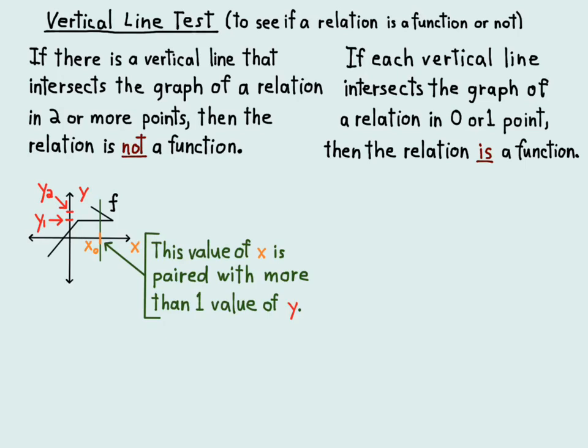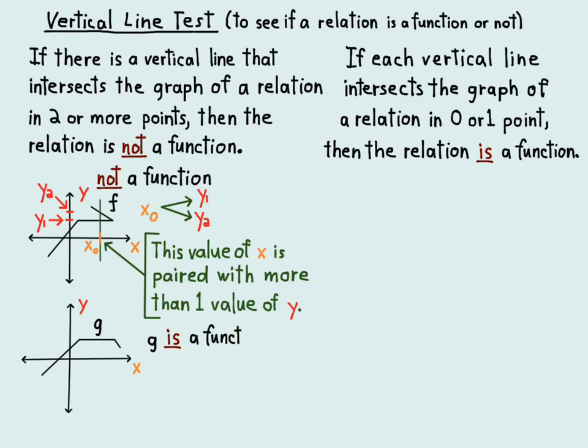So that x naught goes to y1 and to y2. Naught is spelled N-A-U-G-H-T, and it means 0, another word for 0. So it's not a function. You only need one value of x that goes to two or more values to decide that it's not a function.